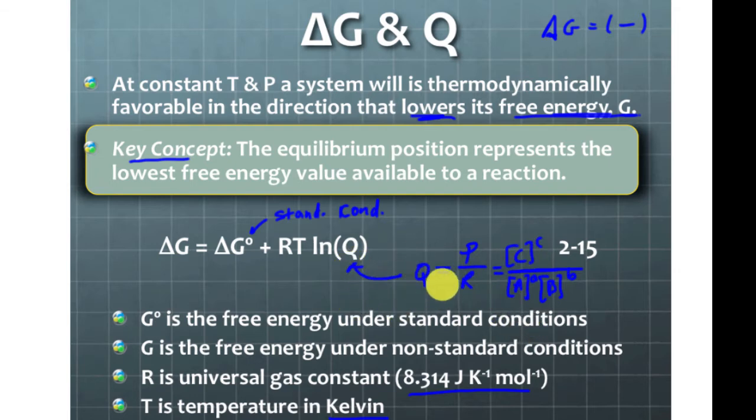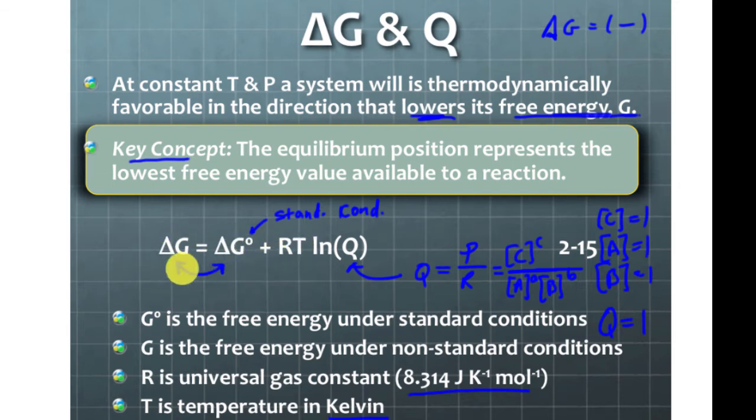Now, think about this. If everything is under standard conditions, then the concentration of C should be equal to 1, the concentration of A is equal to 1, and the concentration of everything has to be equal to 1. So therefore, Q has to be equal to 1. If we take the natural log of 1, we get 0. So 0 plus the standard free energy, these two are really equal to each other. When everything is under standard conditions, these two things are equal, and this becomes the standard state condition of the reaction.